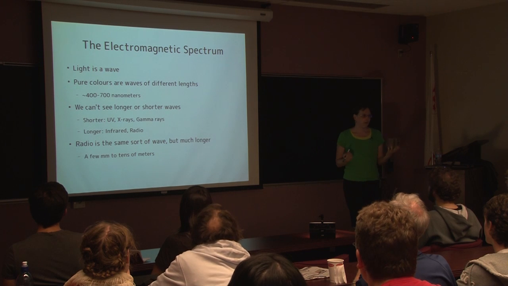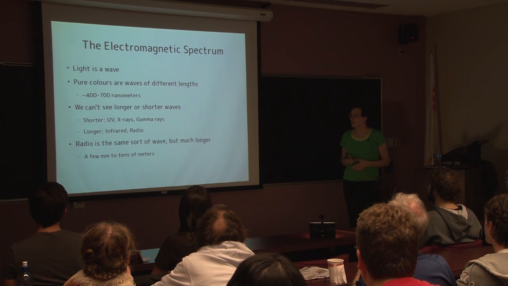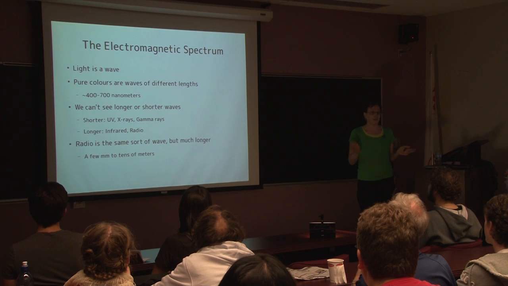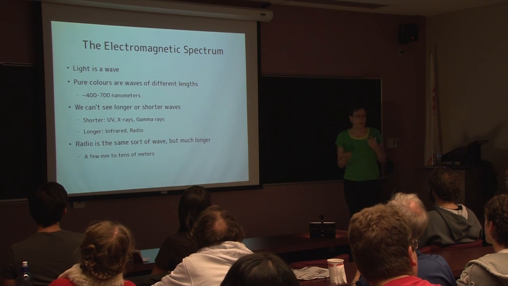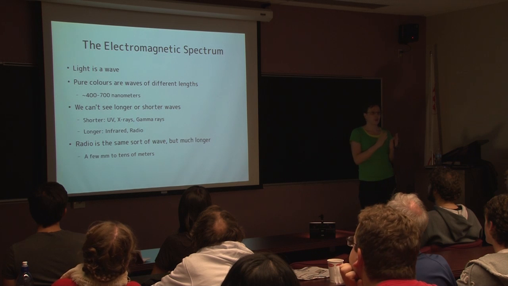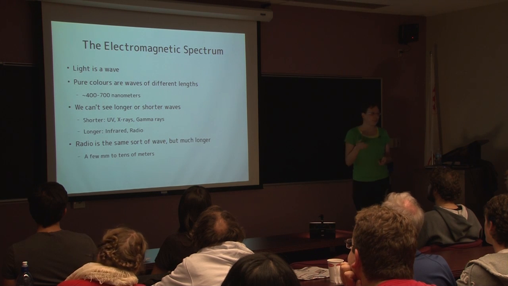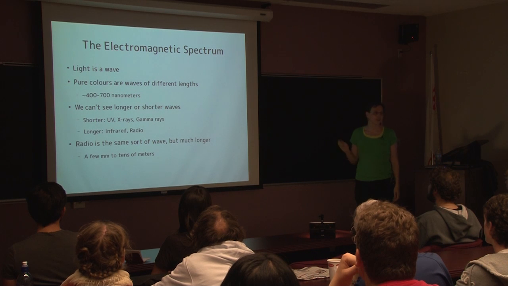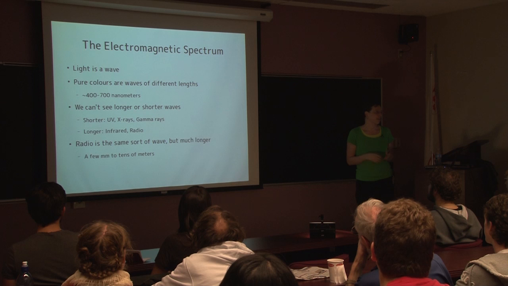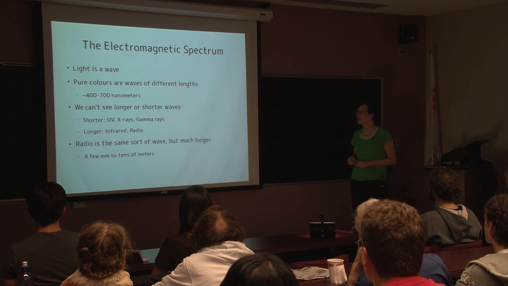So radio waves, just to clarify the difference: light itself is a wave. It propagates through space. Different pure colors are different wavelengths. So red might be 700 nanometers, blue might be 400 nanometers, and this green is about 500. Mixed colors can be a combination of several different wavelengths, but wavelength determines the color of the light.